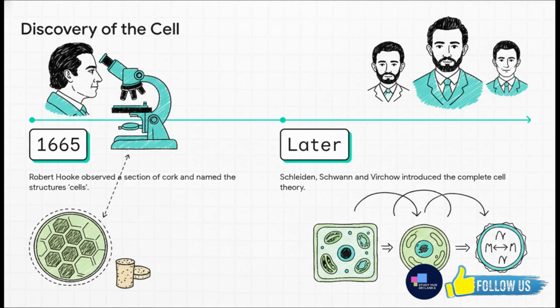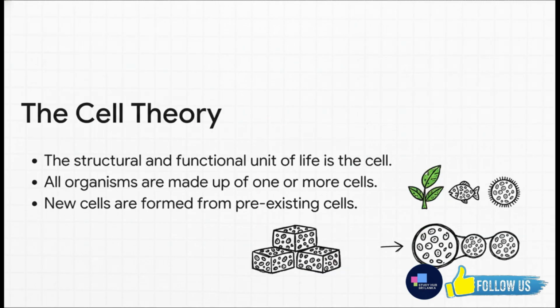Later on, other scientists like Schleiden, Schwann, and Virchow built on this idea to give us the complete theory we have today. Now, what's really cool is these three simple points here form what we call the cell theory. And this isn't just some small idea, it's the foundation of all modern biology. So the crucial takeaway is this. Everything alive is made of cells, and those cells have to come from other cells.